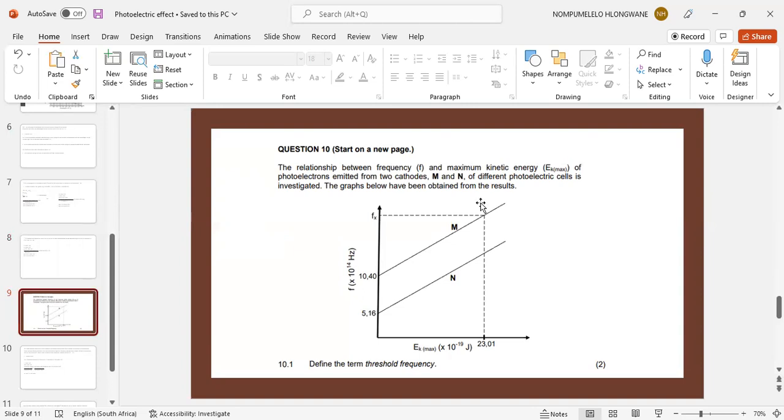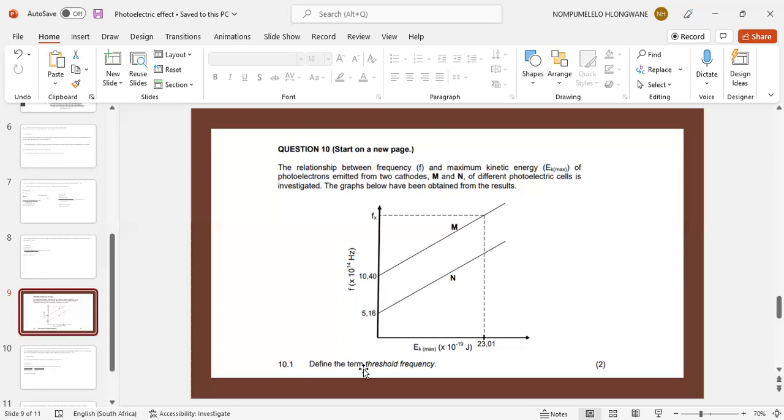This is your graph. You see this is cathode M, cathode N. You can see this is the frequency and the y-axis, and this is the kinetic energy of the photoelectrons ejected. So when you look at these cathodes, you can see this frequency corresponds to the 0 kinetic energy, so it must be the cut-off frequency or threshold frequency, right? These 2 points to be specific.